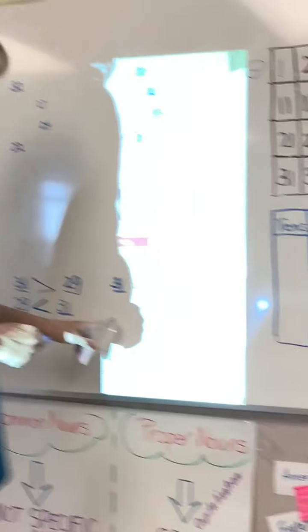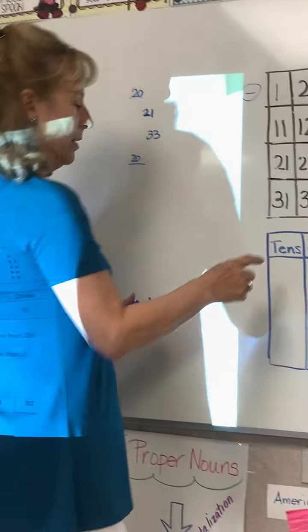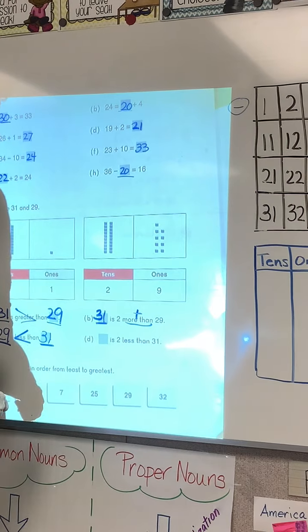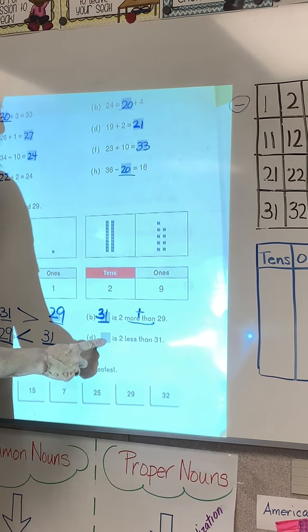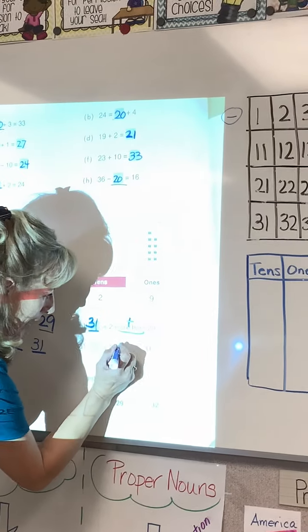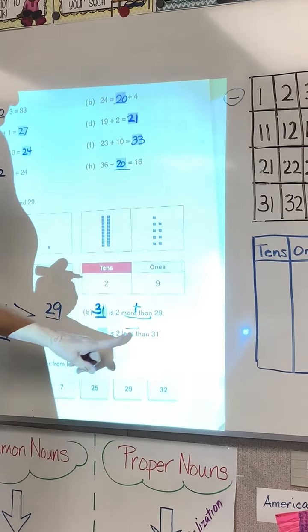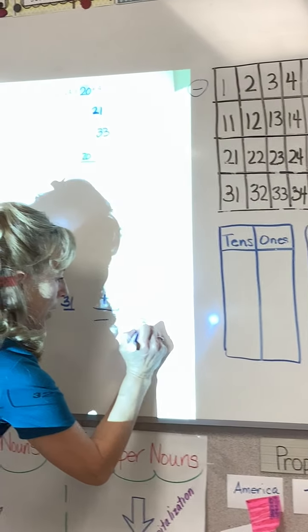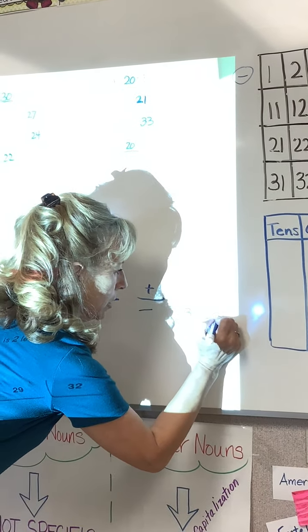2 less. Blank is 2 less than 31. Blank is 2 less than. So that's a takeaway, isn't it? That's a minus, less than. And we always start with the bigger number, 31, take away 2.